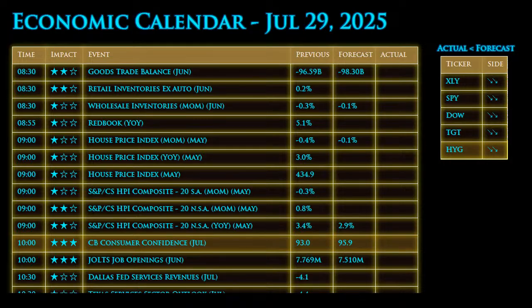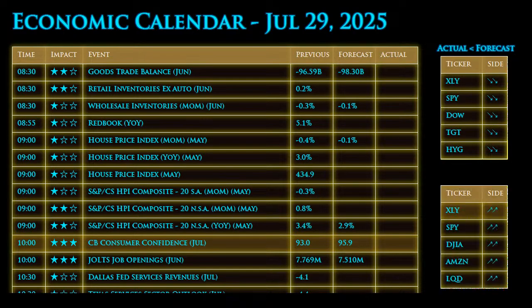High-yield bond ETF HYG might fall as weaker consumer sentiment could raise concerns around corporate earnings. If the report comes in well above market forecasts, Consumer Discretionary ETF XLY is likely to rise as increased confidence suggests stronger consumer spending.